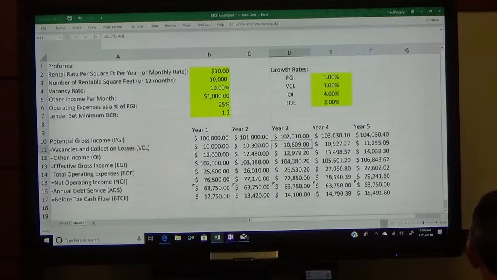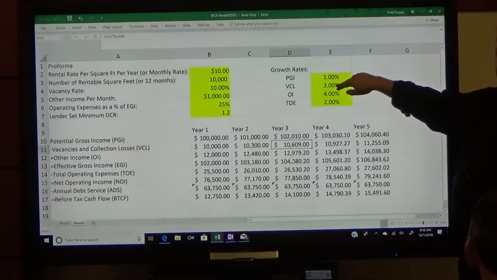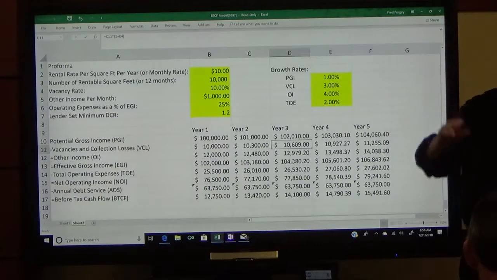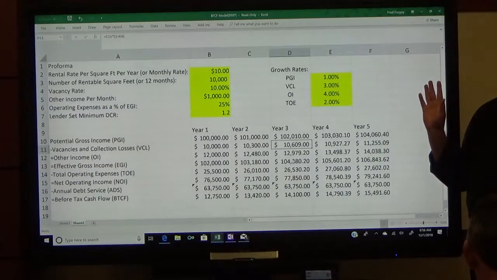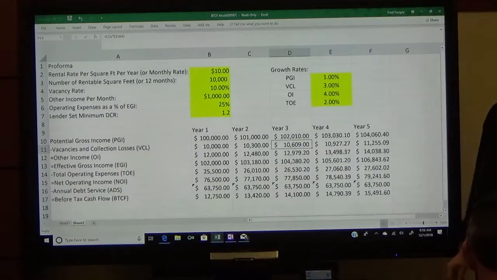So that's just an example of taking a strong look at what your vacancies and collection losses might be. If you've got a lot of new product coming online that's virtually identical with your product, then you've got to be serious about how much that can fluctuate.